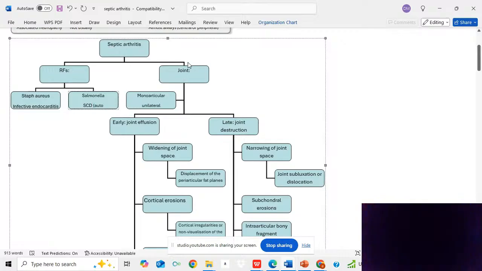Okay, septic arthritis, involvement of the joint. Usually septic arthritis is monoarticular. This is very important. Once you see that only one joint is affected, this is septic arthritis. Septic arthritis should be considered with monoarticular involvement of the joint.